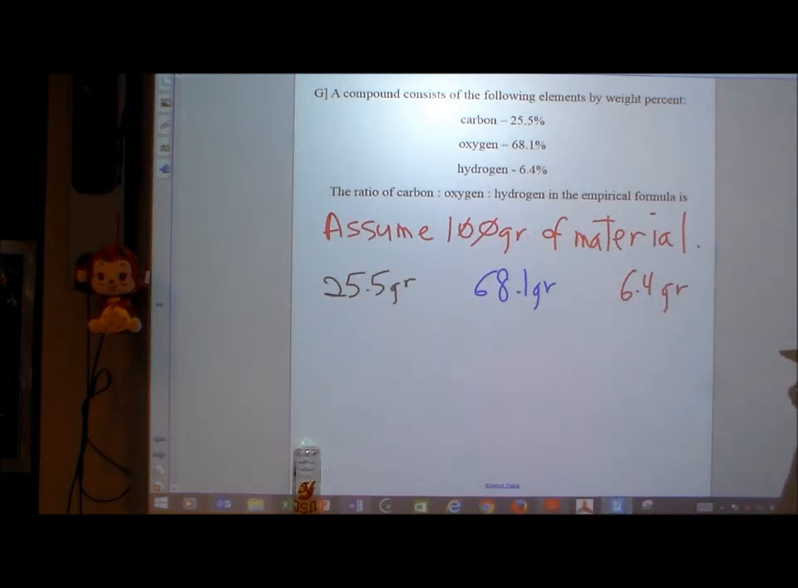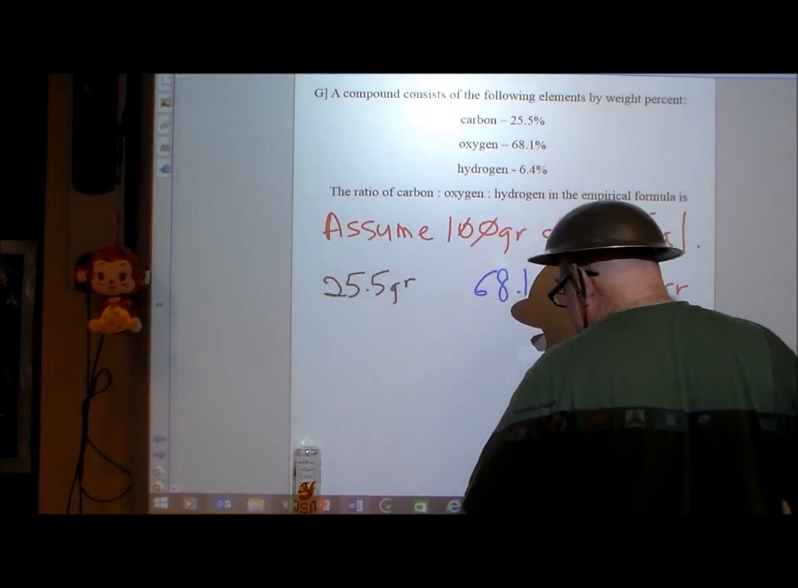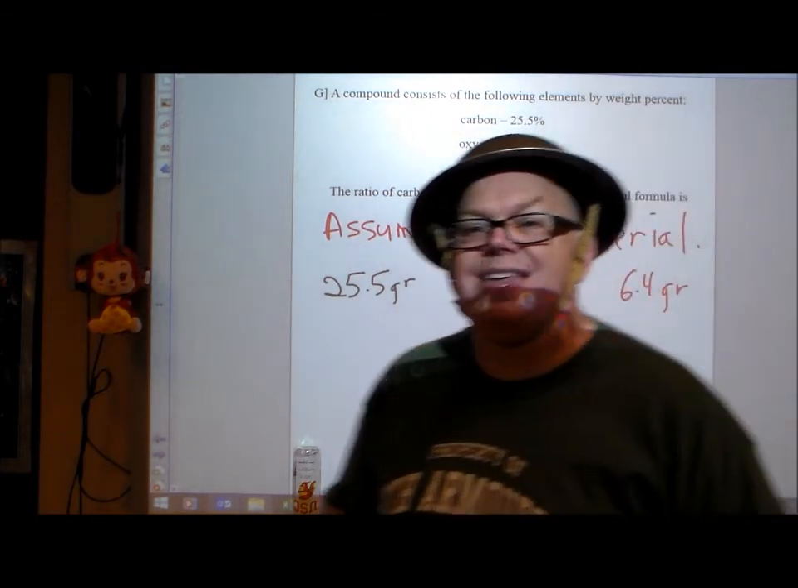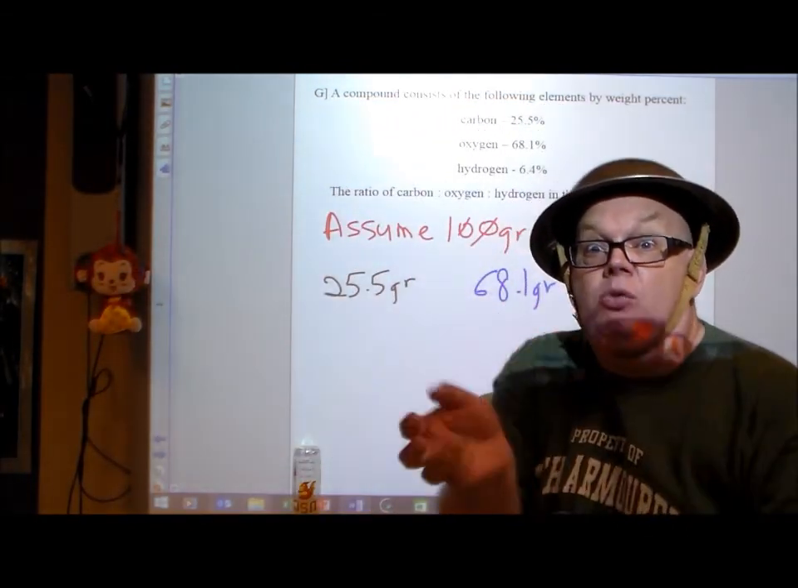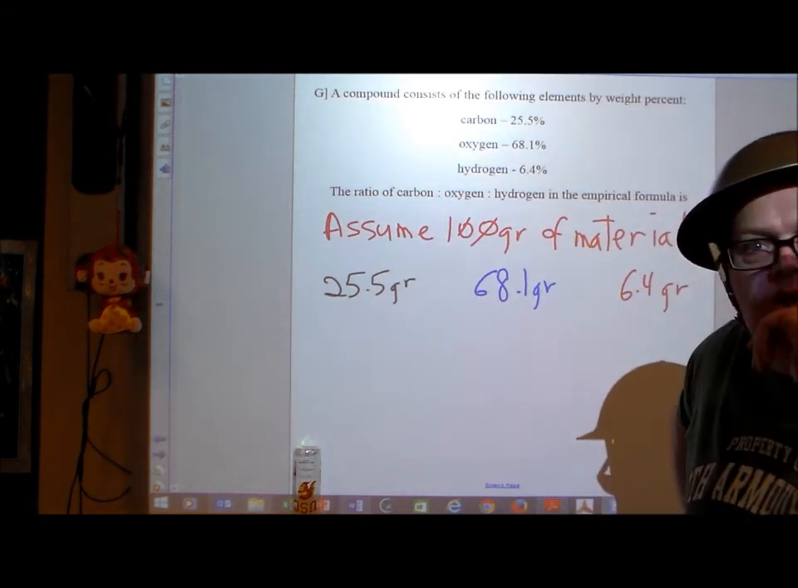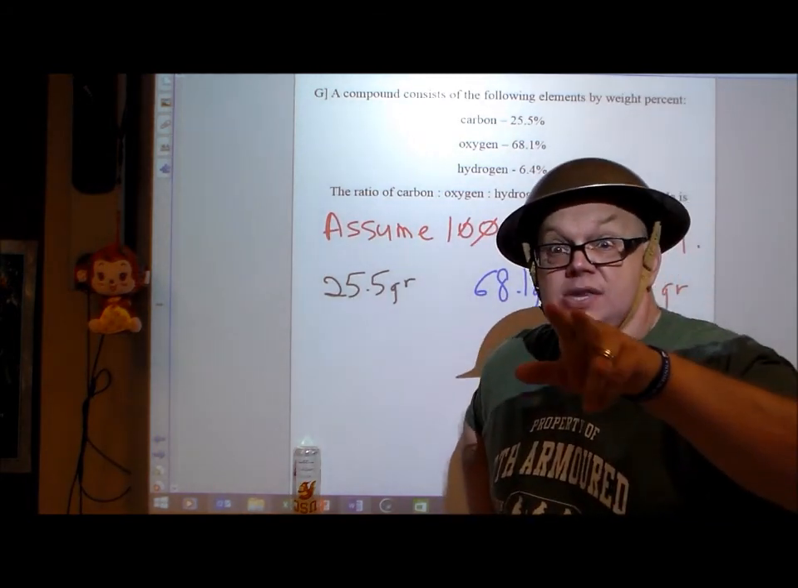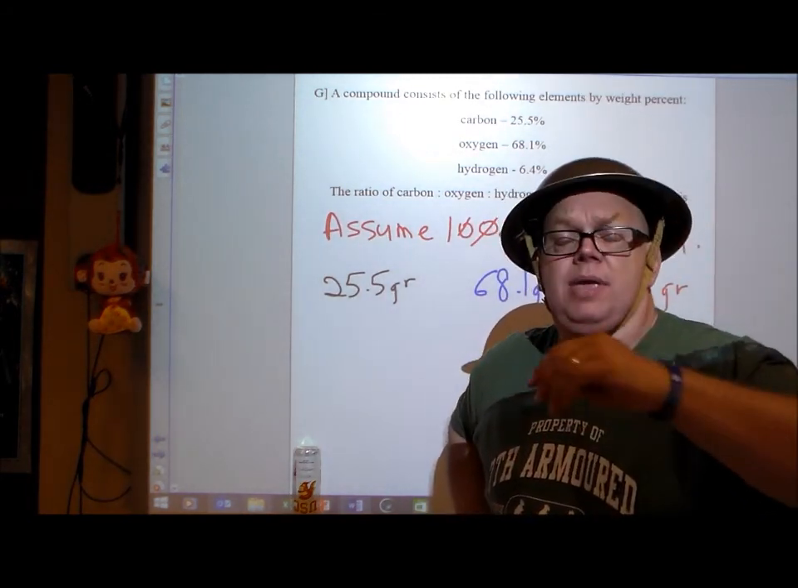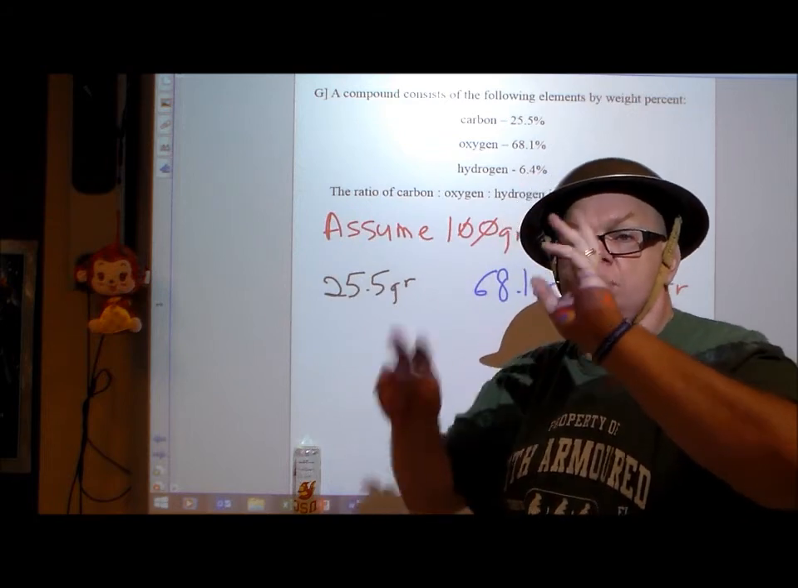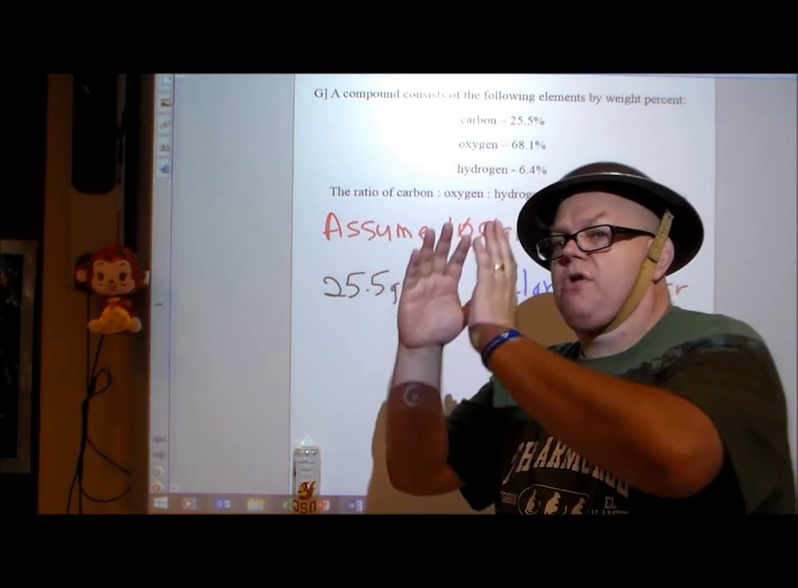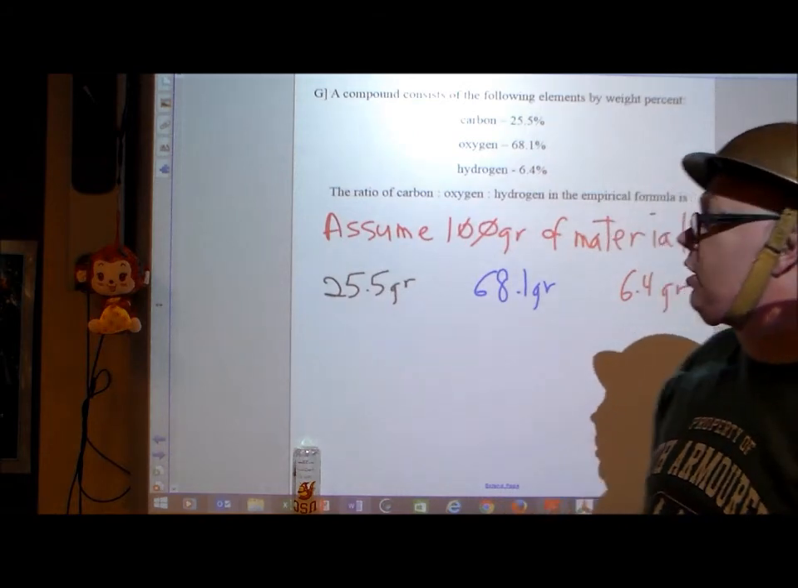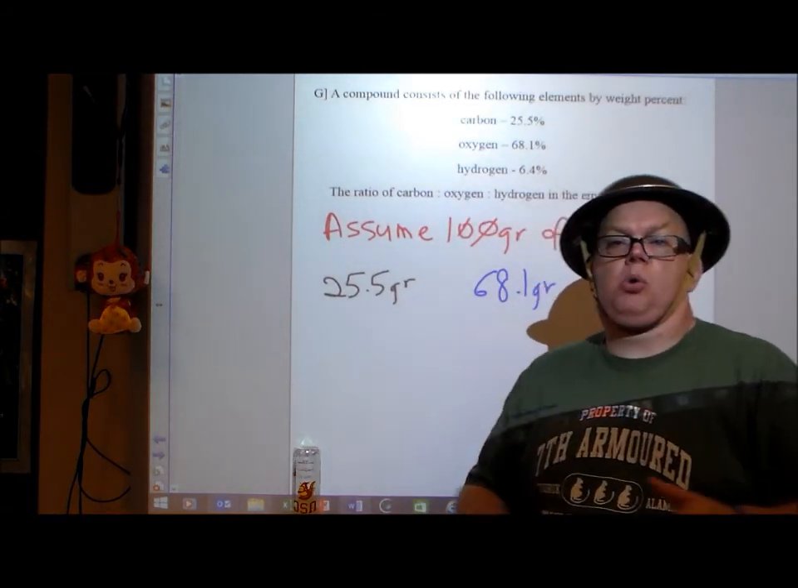What do I do? Now that I have this, I'm going to change them from mass into numbers because that's the only way we're going to be able to compare the ratio, aren't we? Do you guys see that? It's the only way we're going to be able to get a ratio of numbers to compare. We have to go from mass to numbers. Well, what is that going to involve? We got to change it to moles.